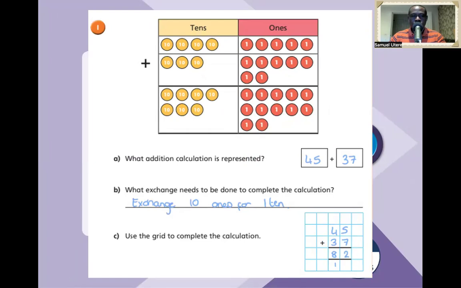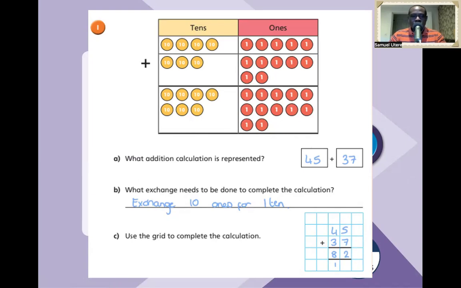So you were asked what addition calculation is represented, and that's the addition calculation there. So it's 45. You can see 4 tens. Sorry, it's 45 plus 37. So you can see it there. Yeah. So this one, you can see it's 45 plus 37. And that's the answer.